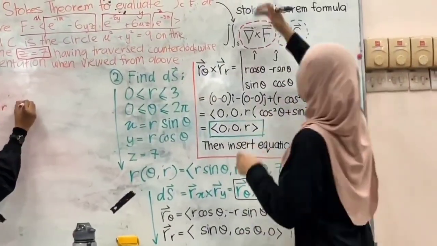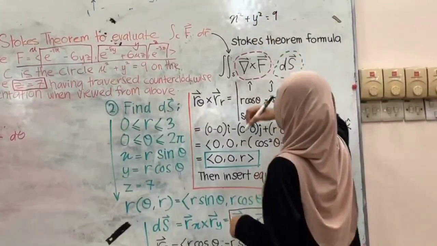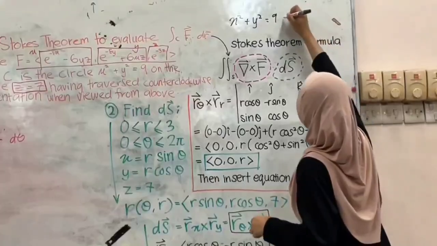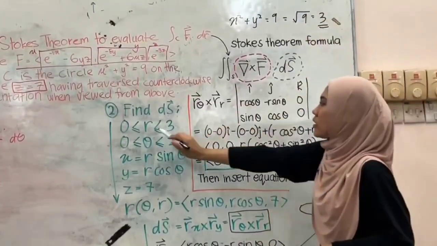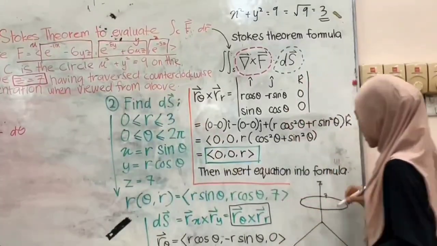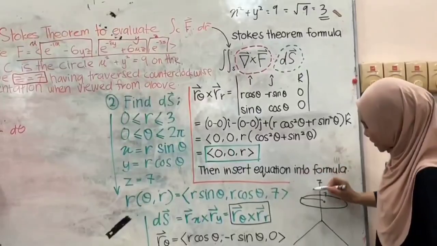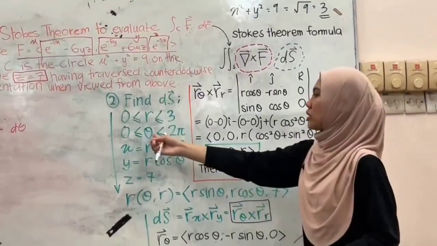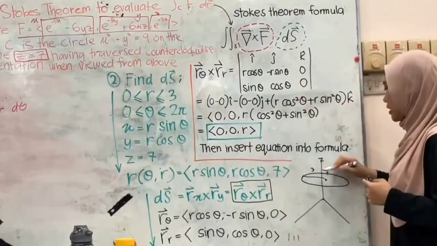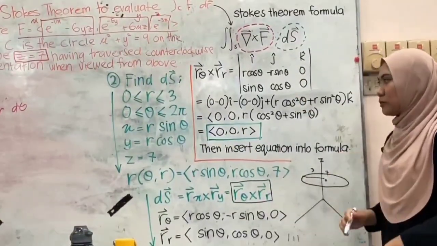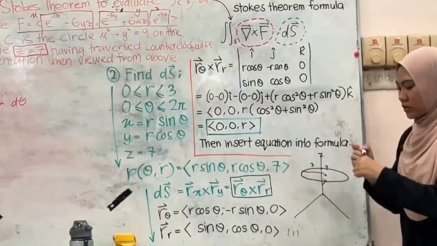x squared plus y squared equal to 9. It can also be square root of 9, so that's why we got 3 here. R goes from 0 to 3: the center of the circle is 0 and the distance is 3. Now theta goes from 0 to 2 pi, to complete the circle. This range is generating this flat surface on the coordinate.